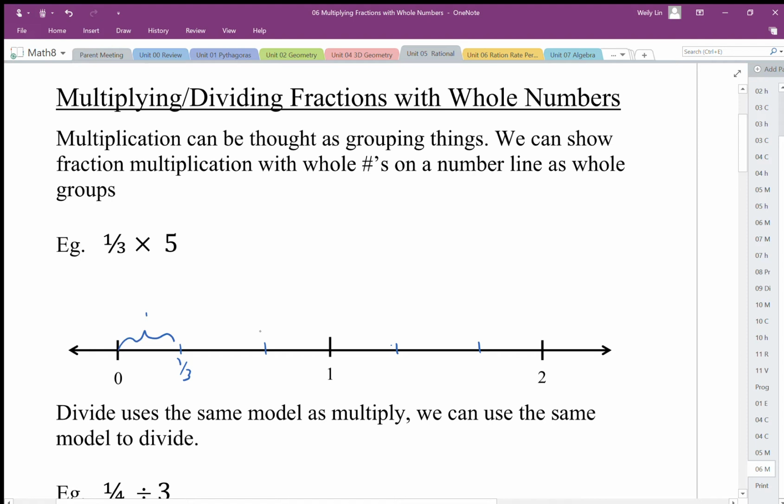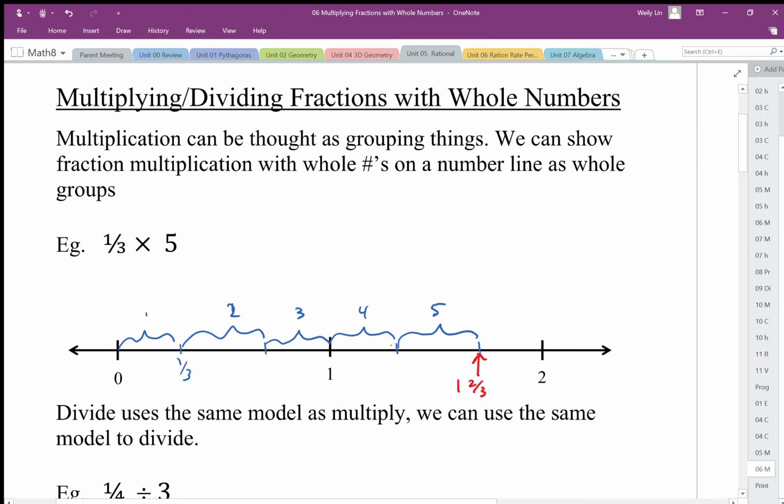Here is a second group of 1/3. Here is a third group of 1/3. And we just look for 5 groups of 1/3. So we're going to end up at this point here on the number line. So this would represent 5 groups of 1/3. And we can see that that is going to be 1 2/3.